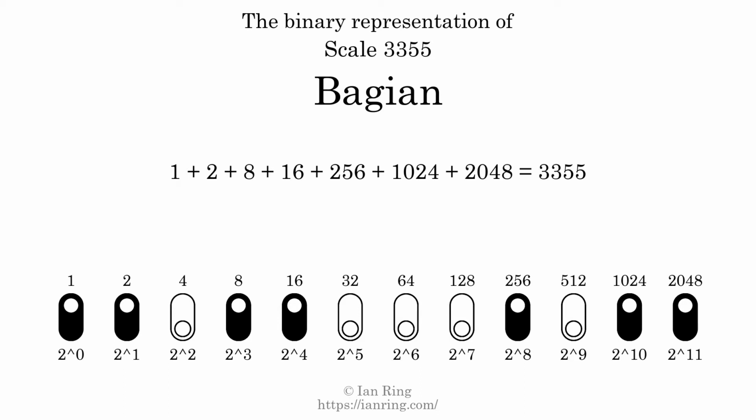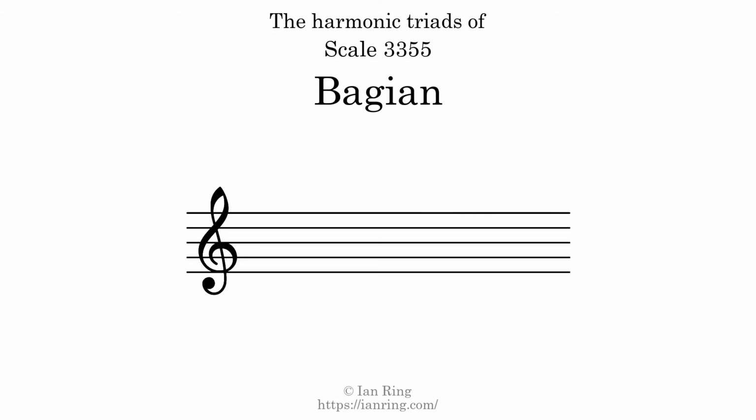3355. The scale number not only enumerates the scale with a unique index, but it also literally describes the tonal content of the scale. Represented as a binary number in base 2, the scale number is 1101000111011. Here are the harmonic triads present in this scale.